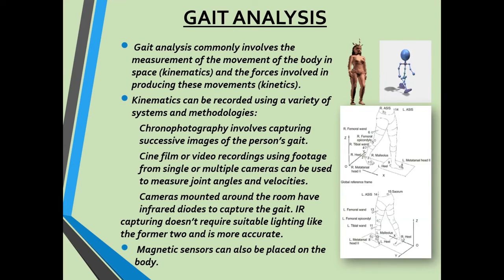Chronophotography involves capturing successive images of the person's gait. Cinefilm or video recordings using footage from single or multiple cameras can be used to measure joint angles and velocities. Cameras mounted around the room have infrared diodes to capture the gait. Higher capturing doesn't require suitable light like the former two and is more accurate. And also magnetic sensors can be placed on the body.